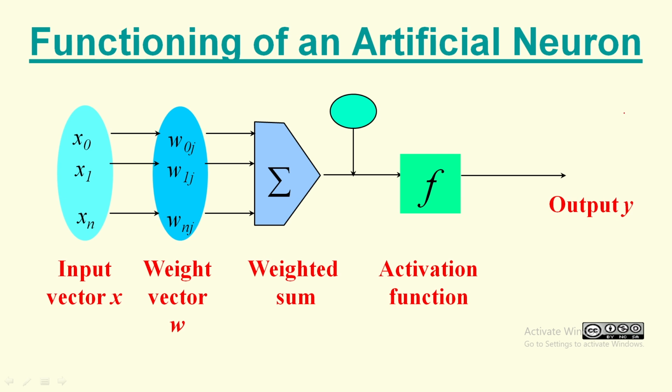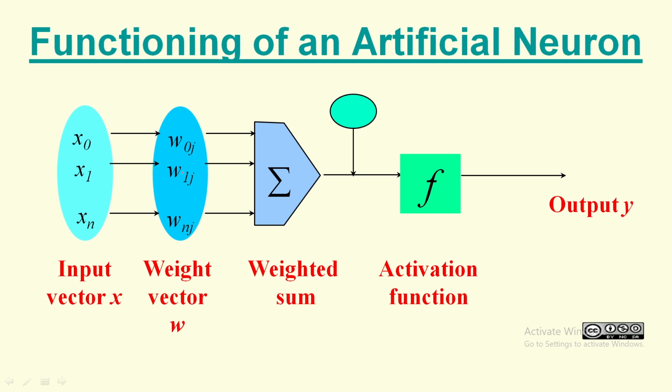Let me go in depth about the functioning of an artificial neuron. While you want to understand the functioning of a neuron, what are the things you have? You have a set of input vectors, say x0, x1, x2, x3, etc., up to xn. They are treated as the input vector, and those input vectors are connected with some corresponding weight vector like w0, w1, w2, etc., up to wn.